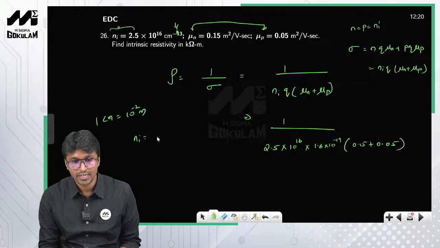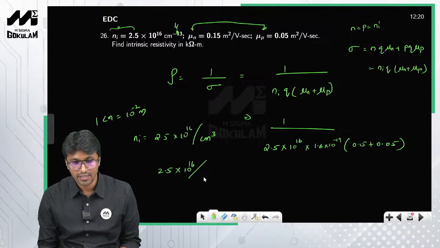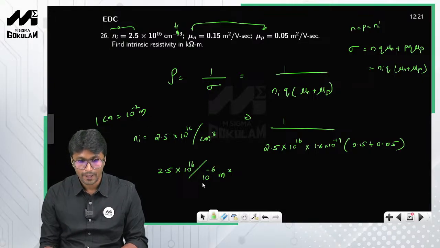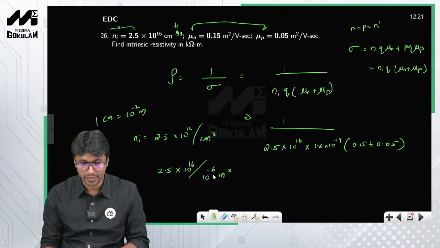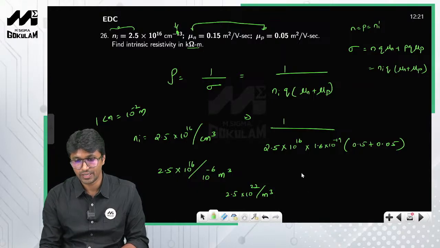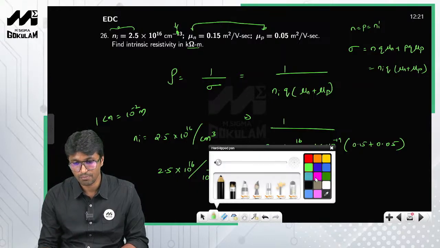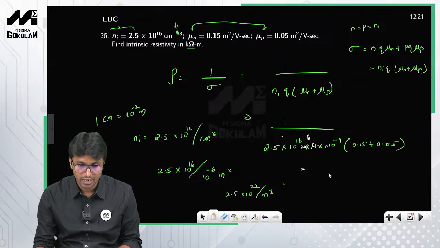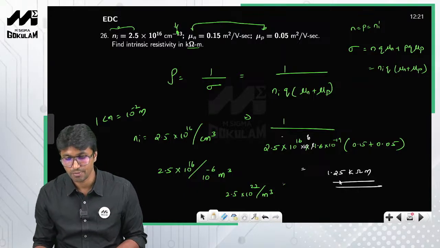Therefore, ni is 2.5 into 10 raised to 16 per centimeter cube. You can write this as 10 raised to minus 6 meter cube, because 1 centimeter is 10 raised to minus 2 meters. When 10 raised to minus 6 goes to the numerator, it becomes 2.5 into 10 raised to 22 per meter cube. Now all of them are in meters, and the answer you need is also in meters, so you multiply this term with 10 raised to 6. Solving this, it comes out as 1.25 kilo ohm meter.